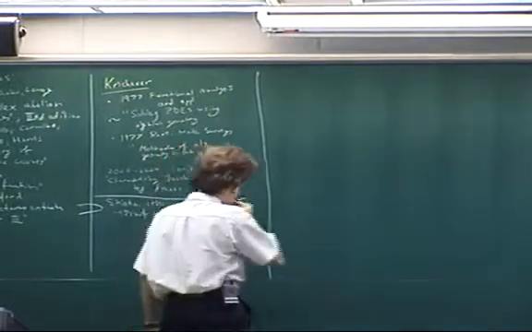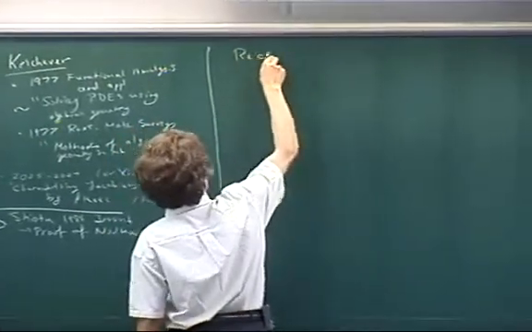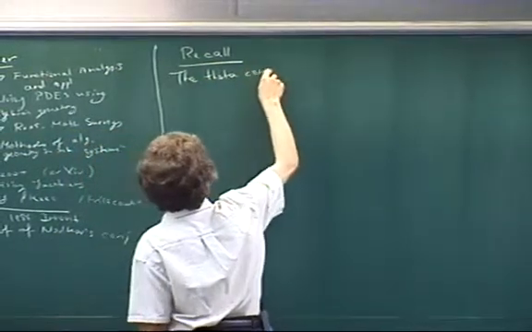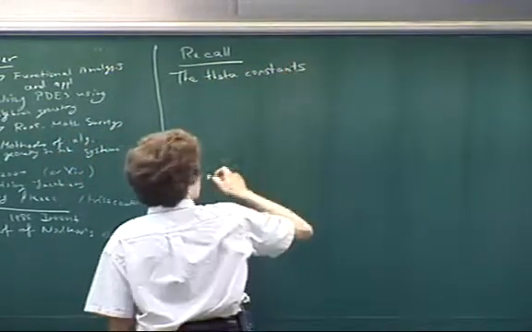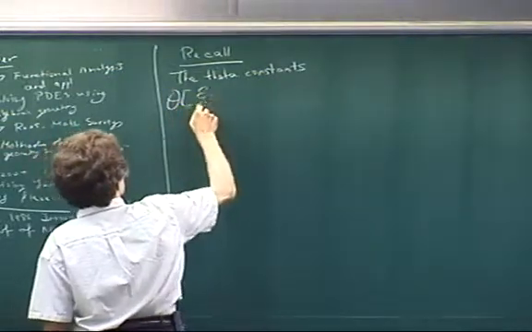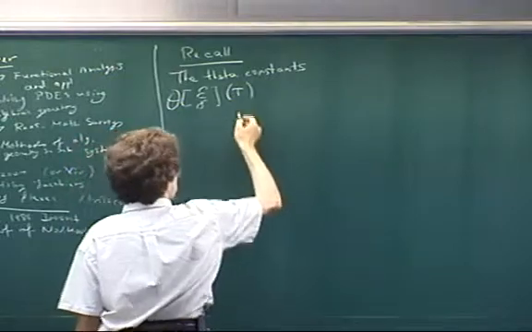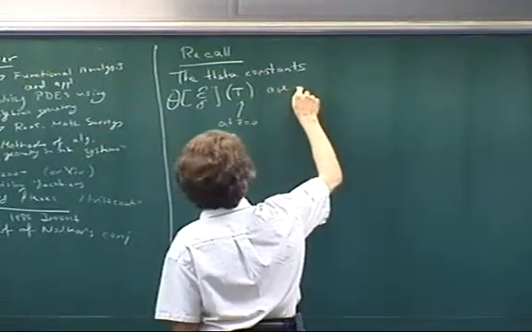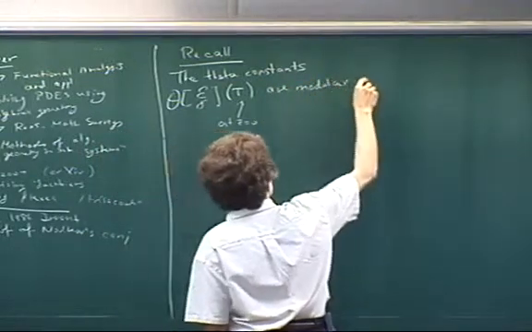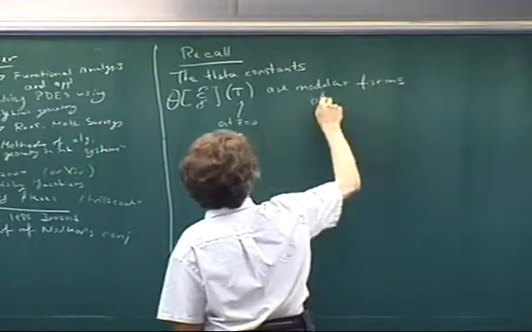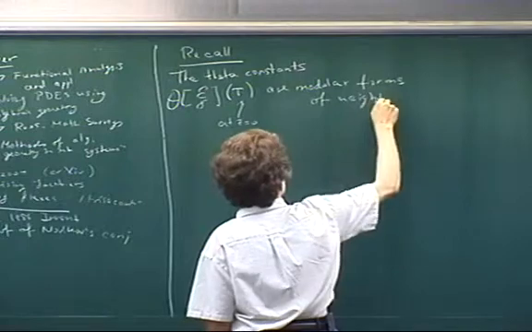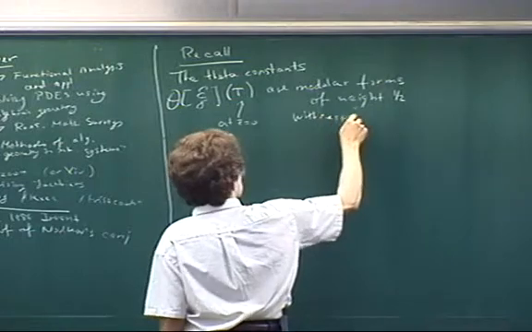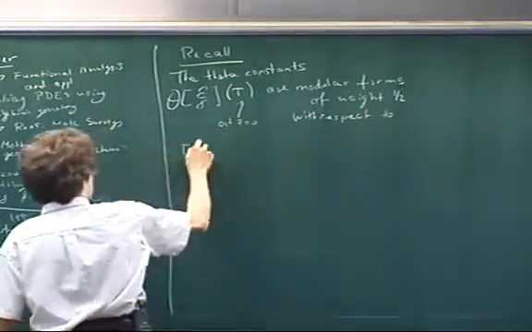Okay. So recall that we have the theta constants, theta epsilon delta of tau. This means at z equal to 0, and they are modular forms of weight 1/2 with respect to a group gamma 4/8.